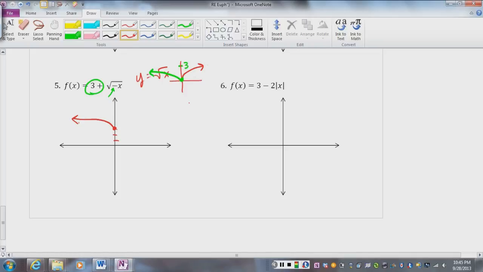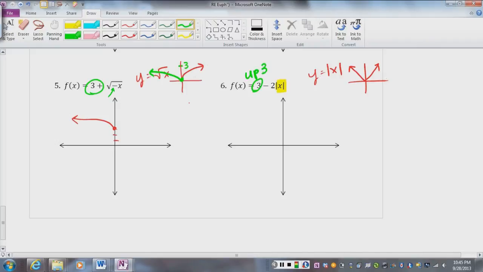Number 6, what kind of function is this? Well, this is an absolute value function. The parent graph for that is y equals the absolute value of x. And that is a V-shaped graph with the vertex at the origin. But this has been changed. How have we changed it? Well, looking at this, this tells me that we're going to go up 3.